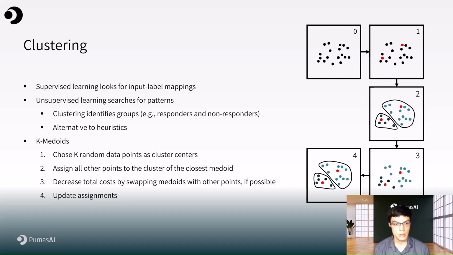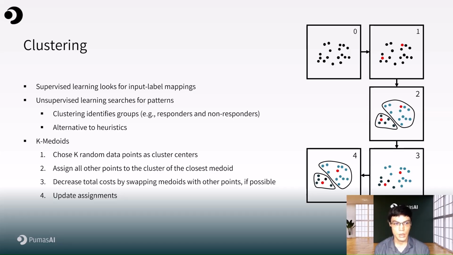And in clustering, a very popular technique is called k-medoids, which I included an example of on the right. So going through the main steps in the algorithm, starting with square 0, when you just have your data with no labels, you would then choose k random data points as cluster centers, with k being an integer that you choose in the beginning. And in square 1, 2 points in red were chosen as the cluster centers.